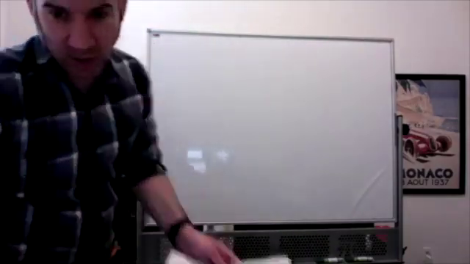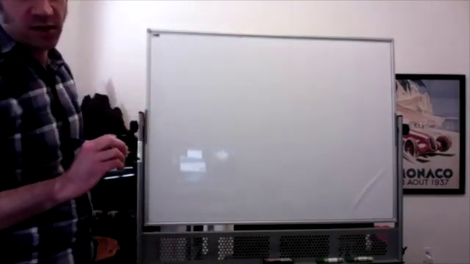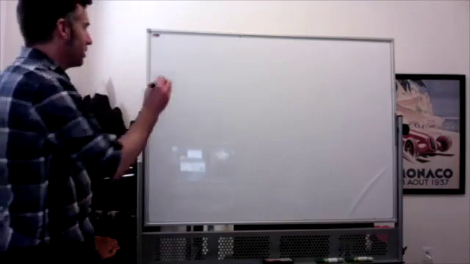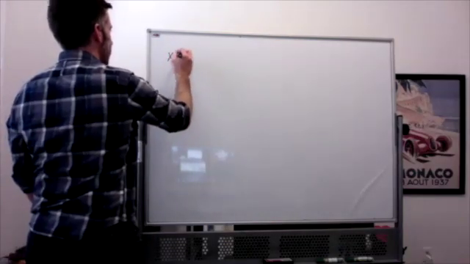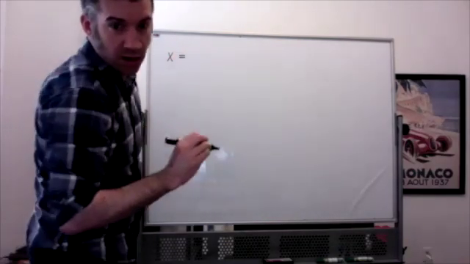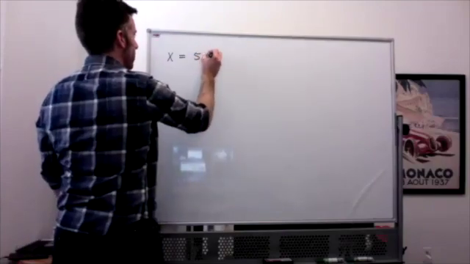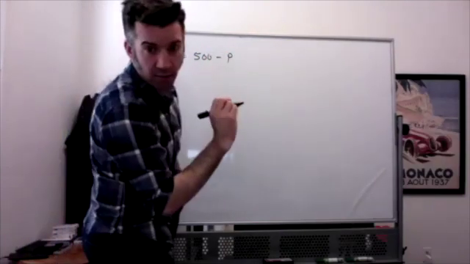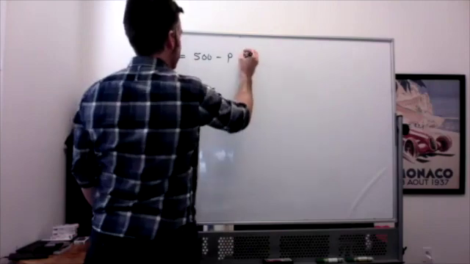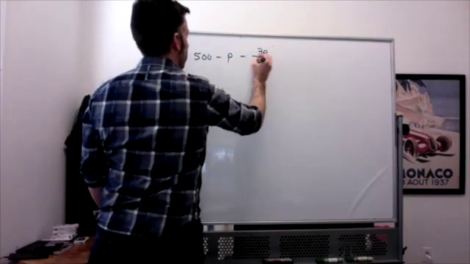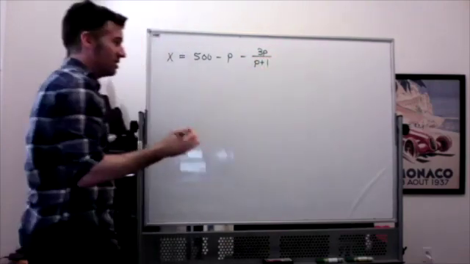So let's look at this question, which is: use the demand function to find the rate of change in the demand of X for the given price P. So the demand function is X equal to 500 minus P minus 3P divided by P plus 1. And again, this is the demand function.